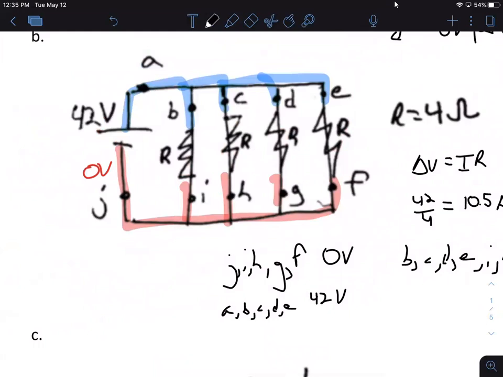Now A and J are different because that was going down each line here. Well, A has to provide the current from the battery, which is the same for A and J, so we know they're going to have the same current. It has to provide enough that I get 10.5 down each of these. So it has to provide 4 times what's going down each one. So 10.5 times 4, that's kind of funny.